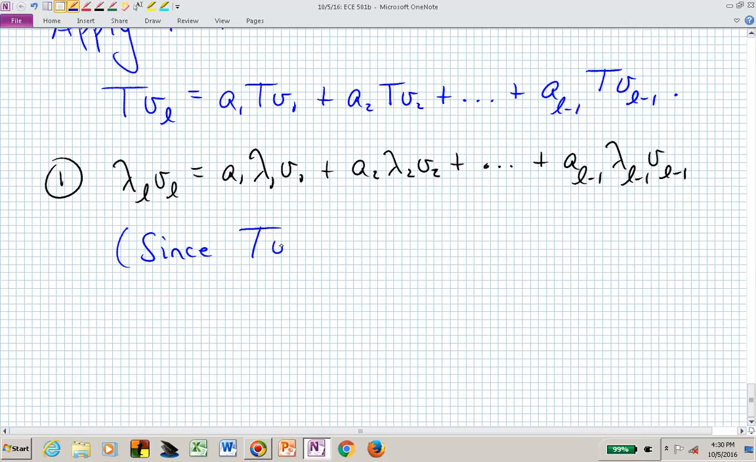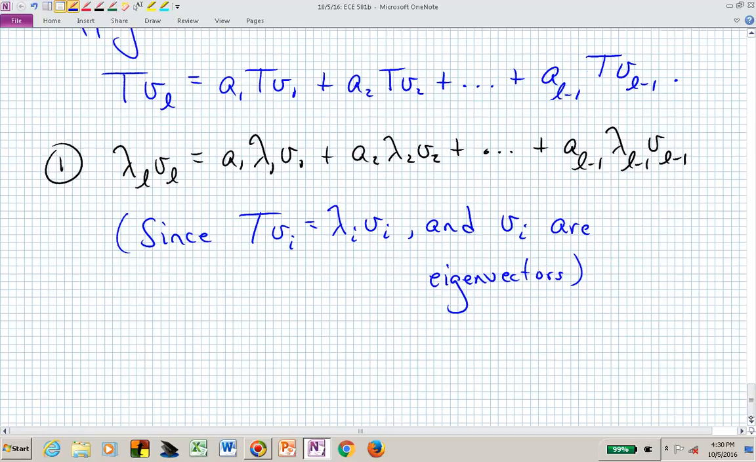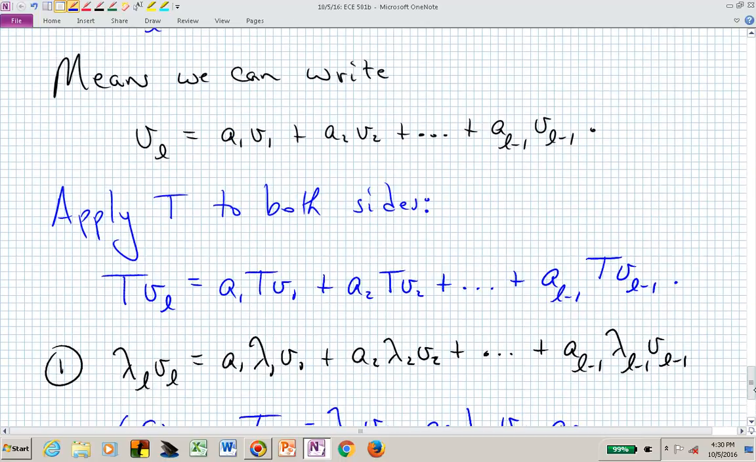If you're going back through your notes and you're going, I have no idea what he just did, this is because T V sub i is lambda sub i V sub i, and those V sub i were actually eigenvectors. But we can come up with a similar looking equation based on starting with what V sub L was equal to. Remember, V sub L was this linear combination of preceding eigenvectors.